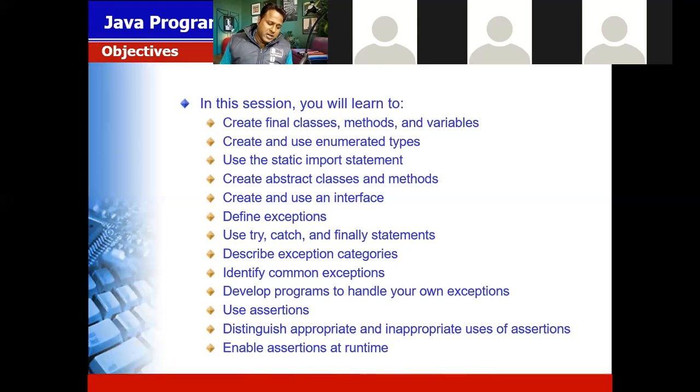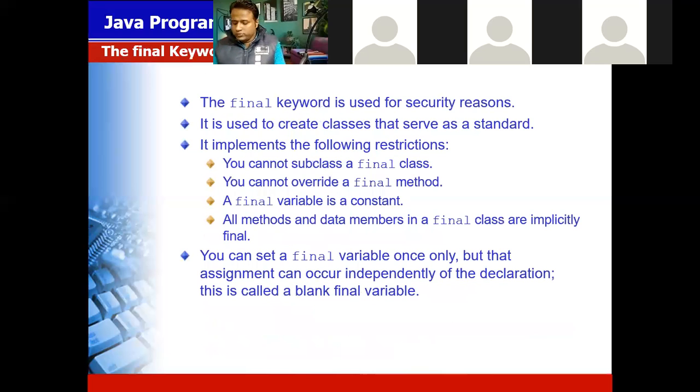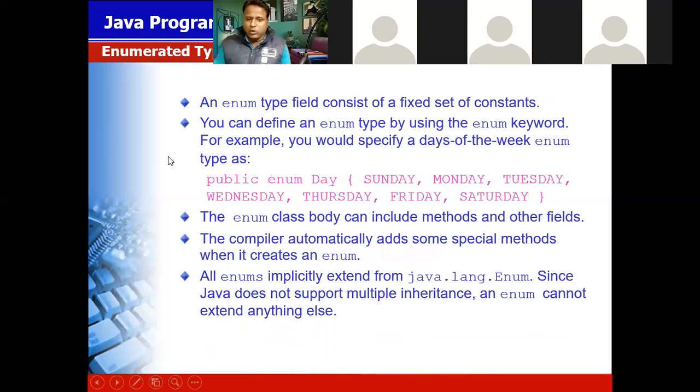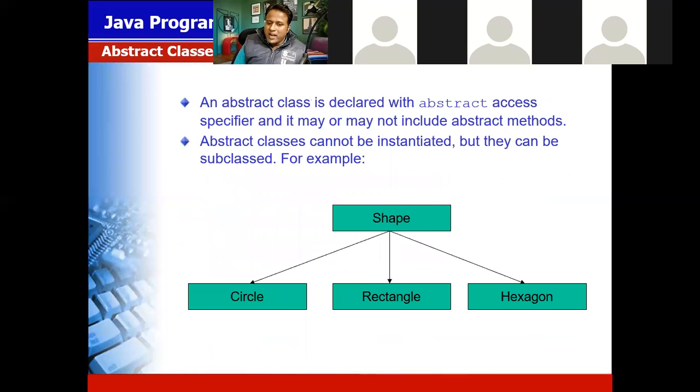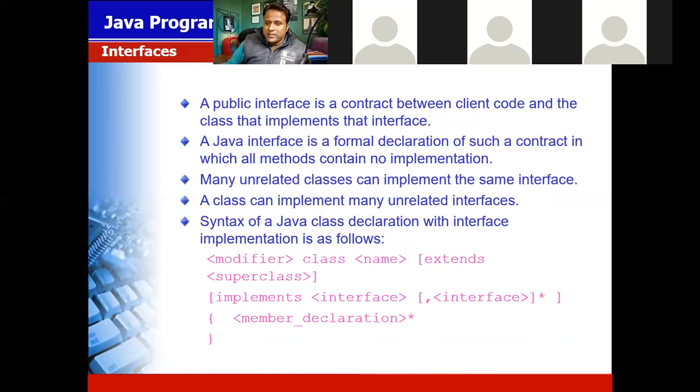Like a WhatsApp group: I am creating the Java group. Some people you know, some people you don't know, but you are linked to each other by this group. Interface is also like that. When more than one class are using the same interface, many unrelated classes are linked up to each other. So a public interface is a contract between the client code and the class that uses the interface.